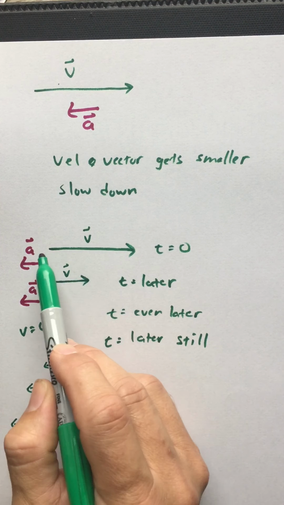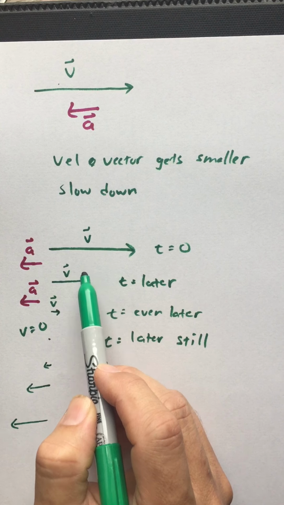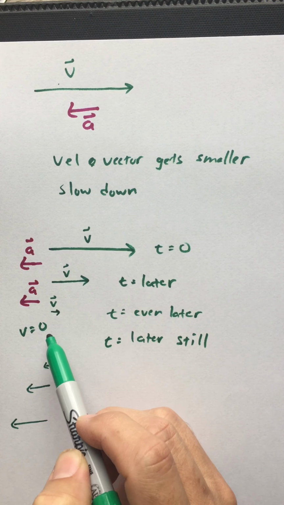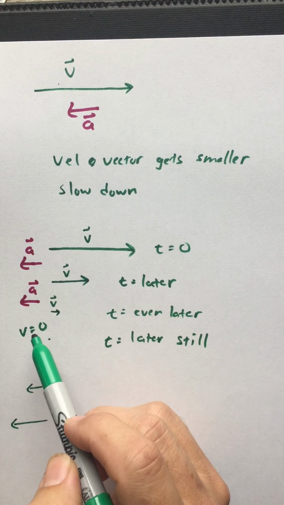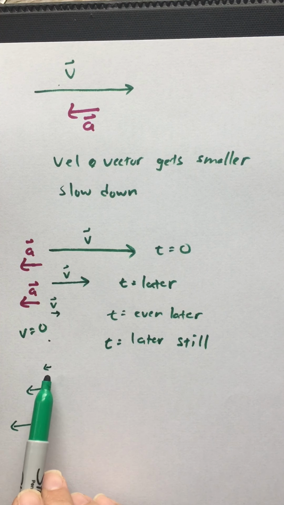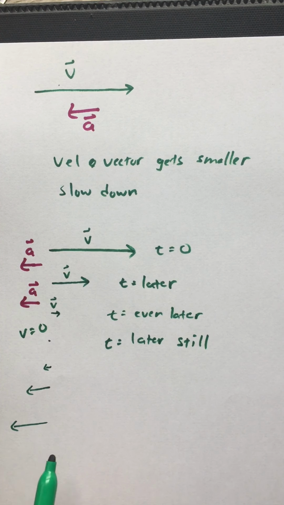So this is the idea of coming to a stop. You're going at some speed. That speed gets smaller and smaller and smaller. You come to a stop. But if the acceleration is still being applied, your motion, in a sense, turns around.